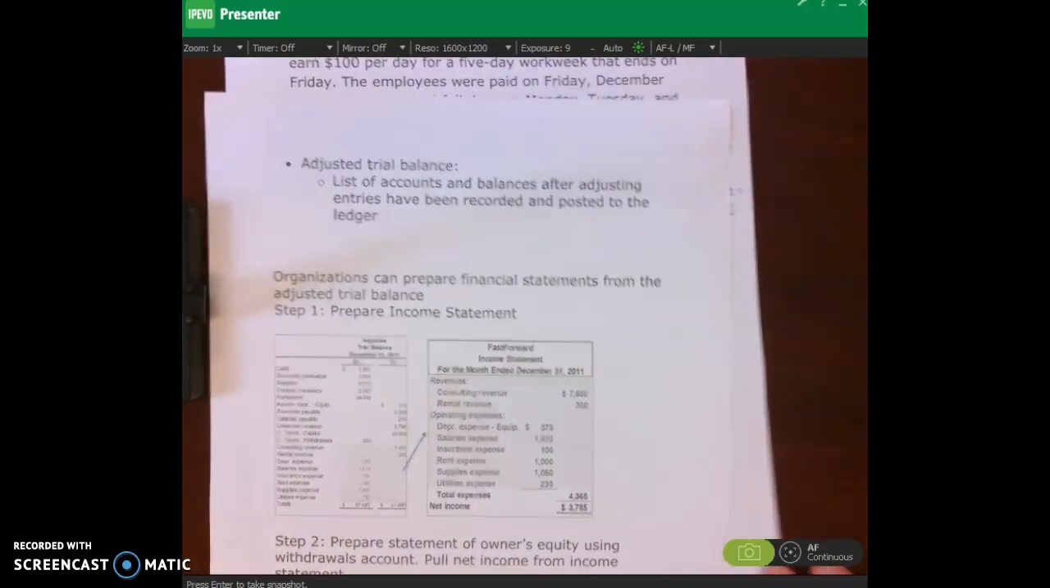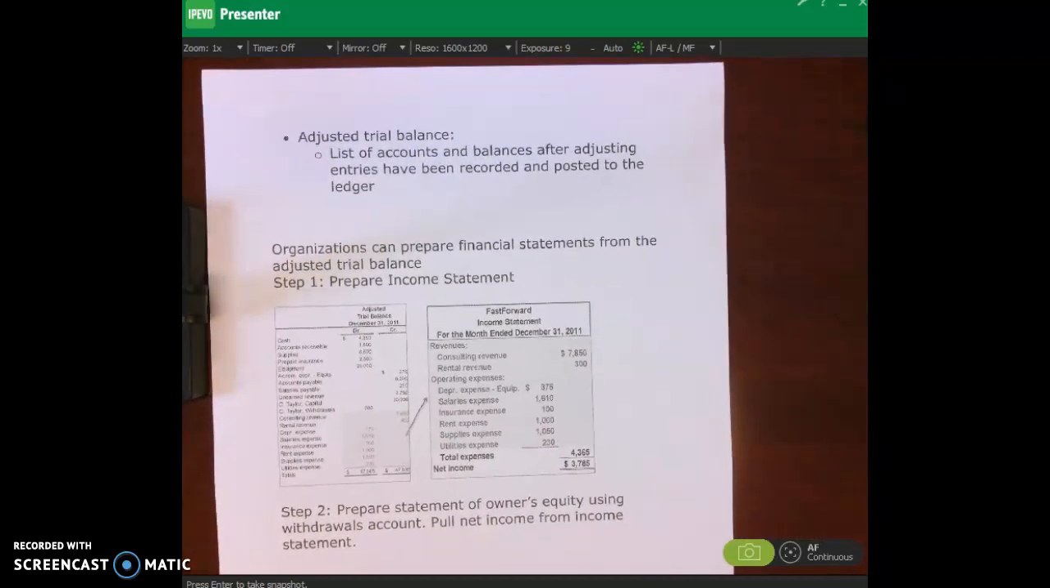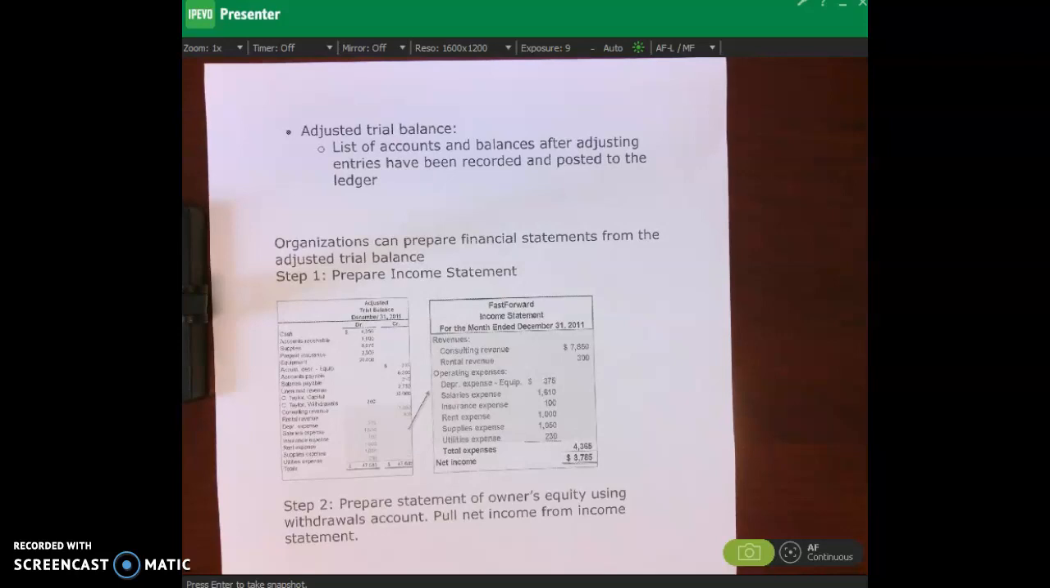The adjusted trial balance would be when we update the balances in those accounts after we've done our adjusting journal entries. So, for example, maybe we didn't have any salaries payable in our unadjusted trial balance, but then we do an adjusting journal entry, debit salaries expense, credit salaries payable, and now we have a salaries payable, and we then have to include that in our adjusted trial balance.